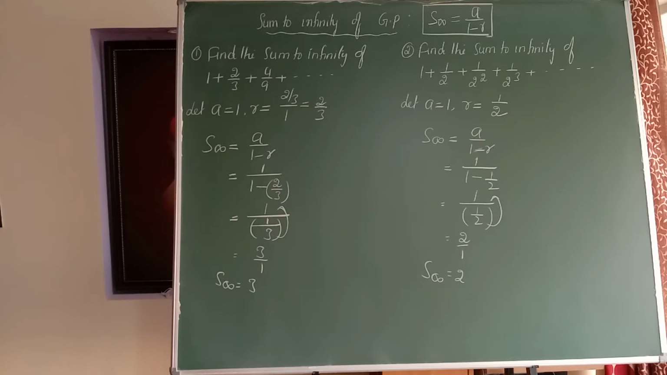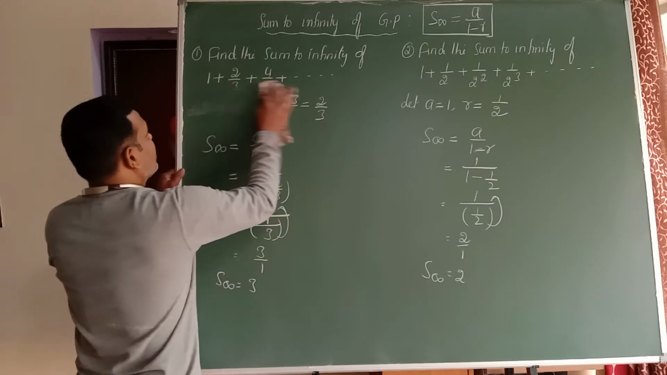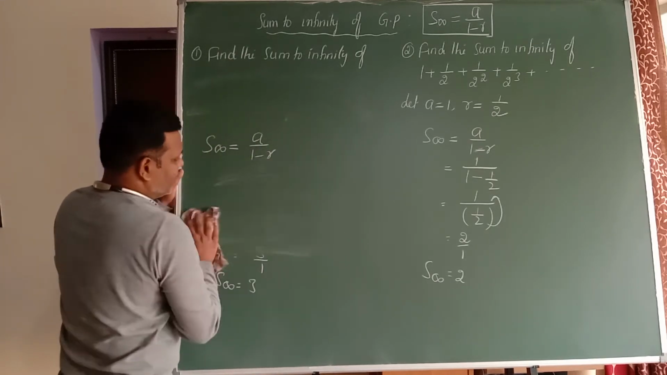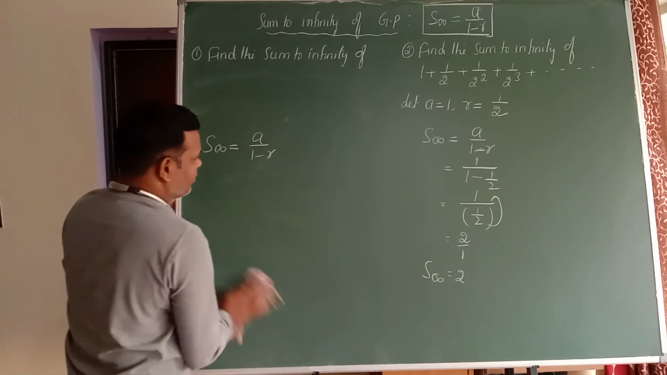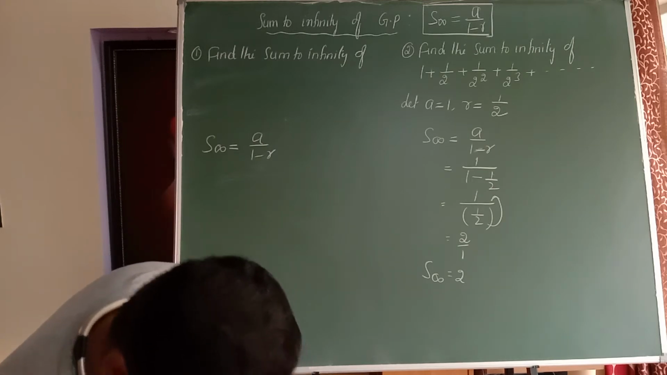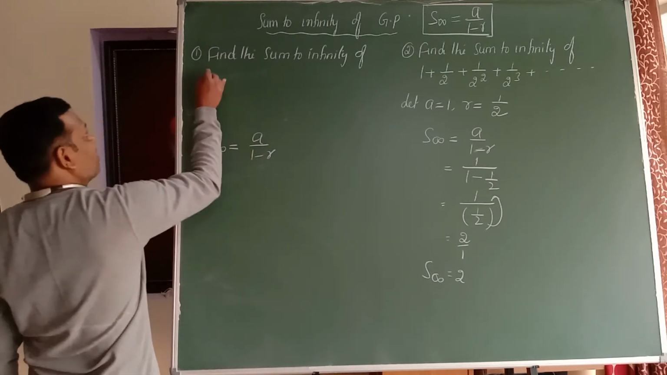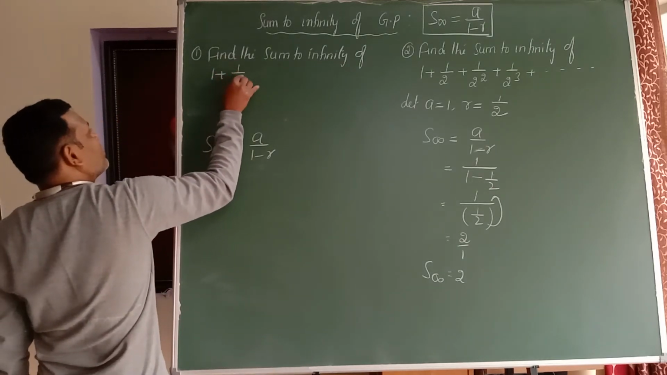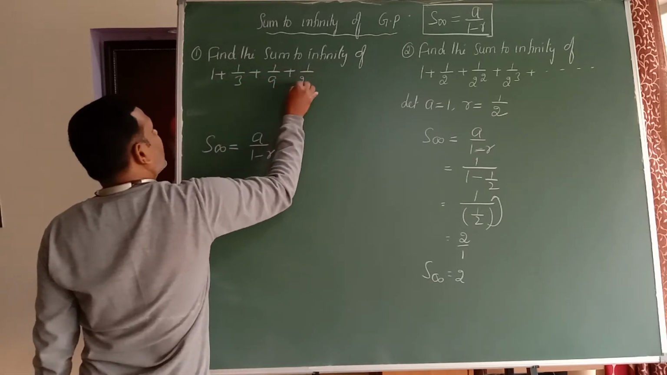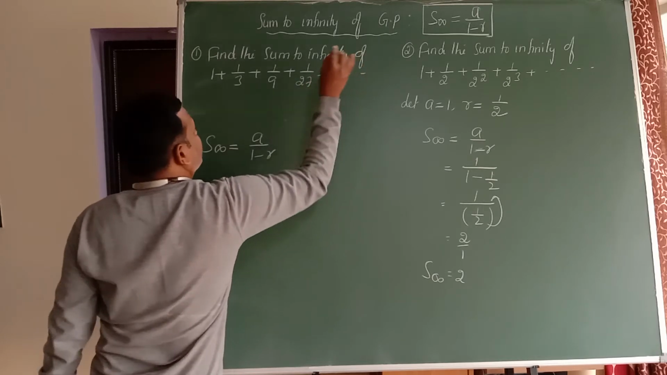Okay, we'll do one more problem related to this. Find the sum to infinity of. What is the question here? The question is 1 plus 1 by 3 plus 1 by 9, and then what will be the next term? 1 by 27, and so on.